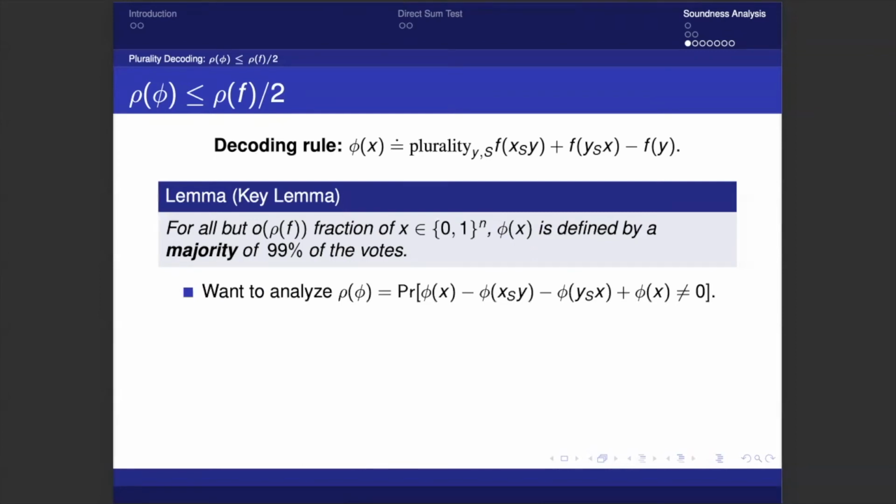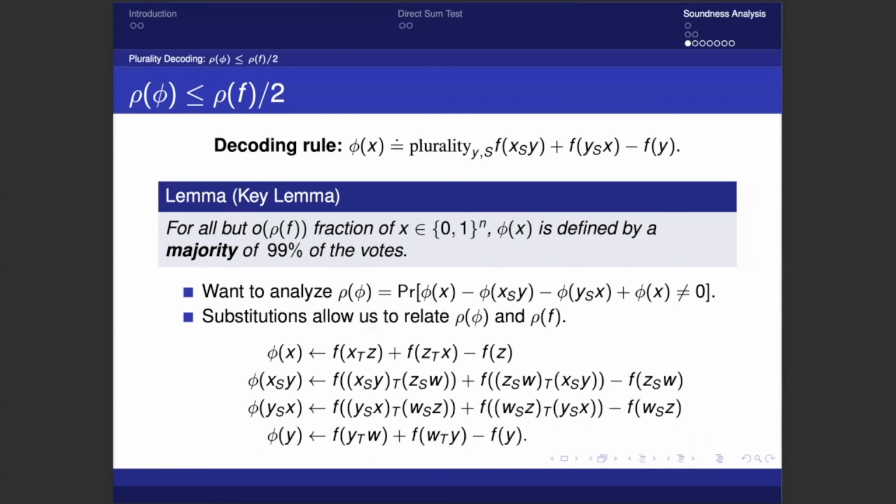So we want to analyze the rejection probability of the test on phi. Okay, so this is the probability that this expression is non-zero. And we want to relate this quantity to the rejection probability of f. In order to do so, we make a series of substitutions to the terms in this expression. The key lemma allows us to argue that the value of this expression remains unchanged after these substitutions are made.